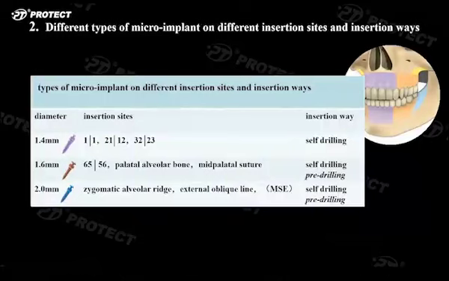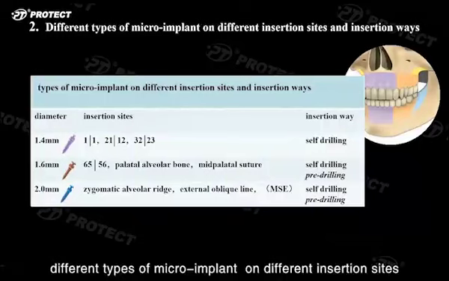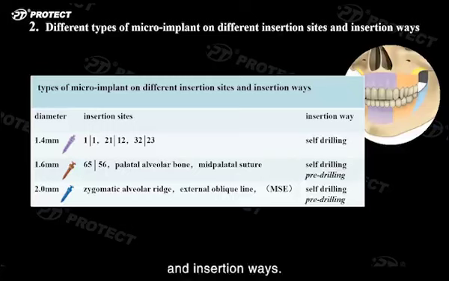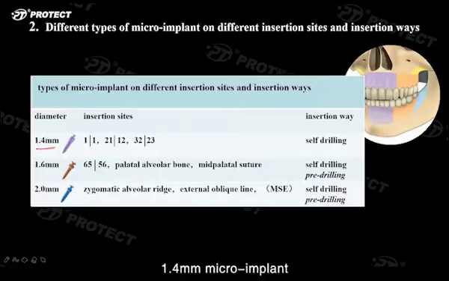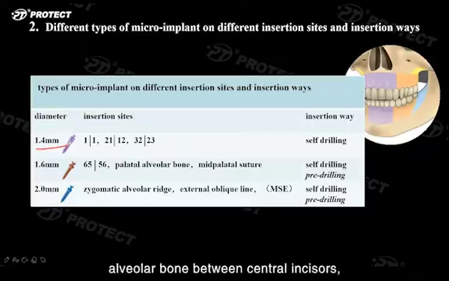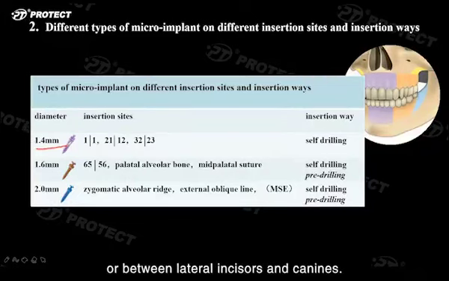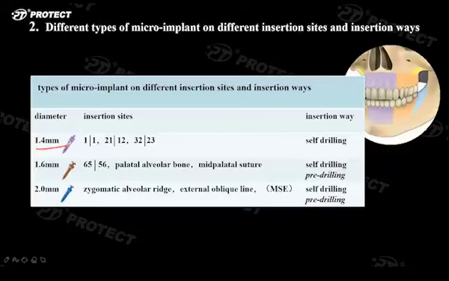Part 2. Different types of micro-implant on different insertion sites and insertion ways. Let's see the table. The 1.6 millimeter micro-implant is inserted usually on anterior oval bone between central incisors, or central incisor and lateral incisor, or between lateral incisor and the canine. The insertion way is self-drilling.